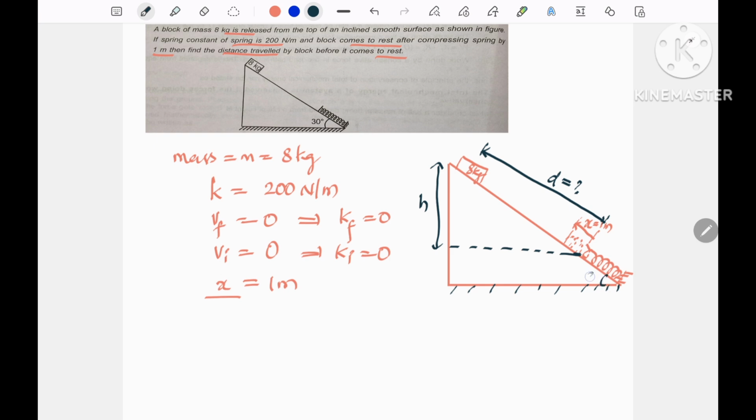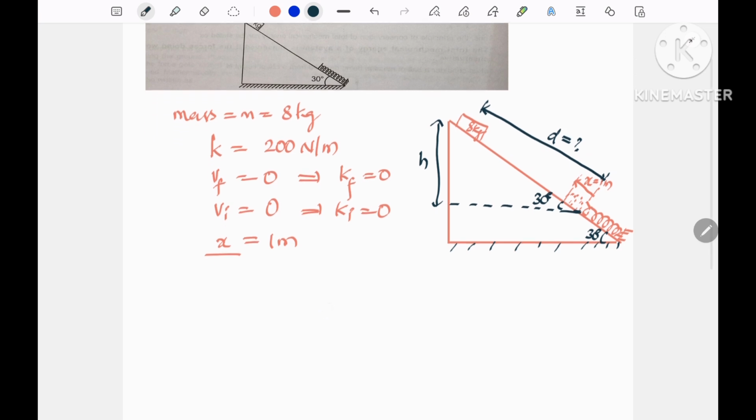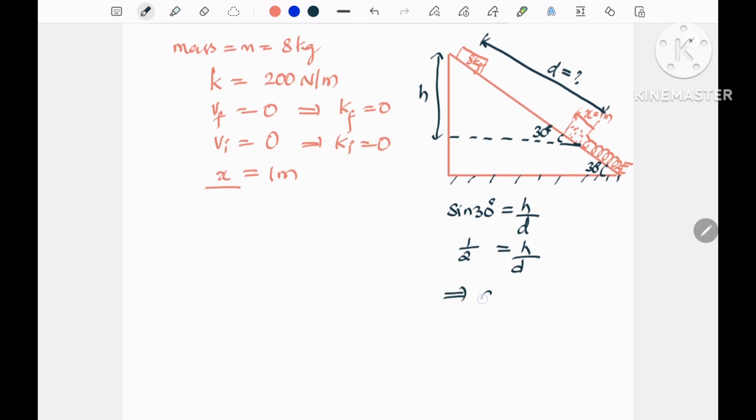Now this is given as 30 degree, hence this is also 30 degree. Now let us see from the diagram, sin 30 degree equals h upon d. Sin 30 degree value is 1 by 2, which is equal to h by d. So d equals 2h, and h is equal to d by 2. Okay, let it be like that.